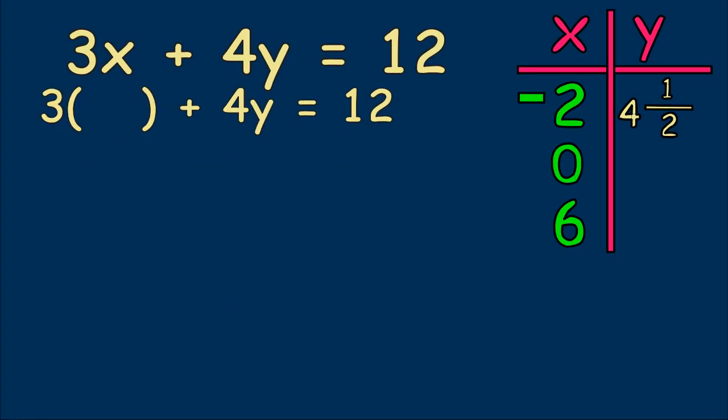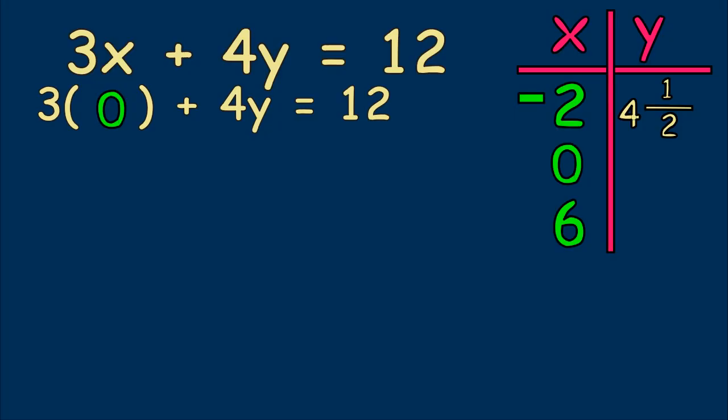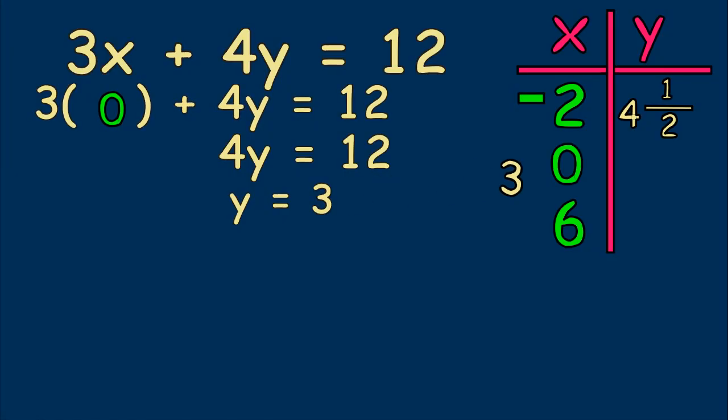Now, we're going to do the same thing with 0 and 6. When we put 0 into the equation, we get 3 times 0 plus 4y equals 12. Since 3 times 0 is just 0, we can just get rid of it. Now we're left with 4y equals 12. After dividing both sides by 4, we get y equals 3.